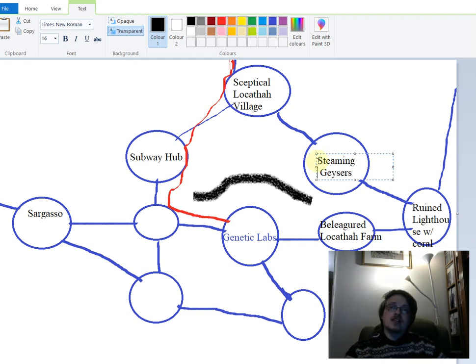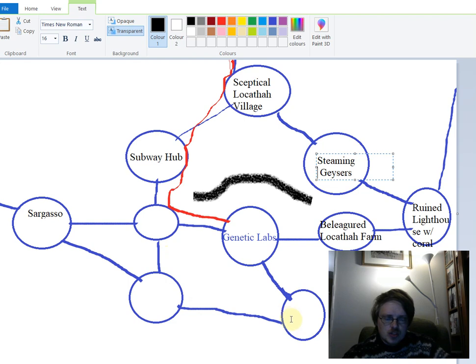So that is a field of steaming gazers. That is just a danger. So the Sargasso Sea slows you down. The gazers, if you're trying to go around this way, are just a problem. You know, that's dangerous. But of course, it may be the way you want to go, especially if you clear the lighthouse and you've linked up the Locathah again. So it might be a more convenient way if you're coming from the north to do that.